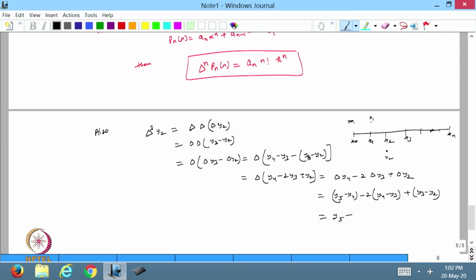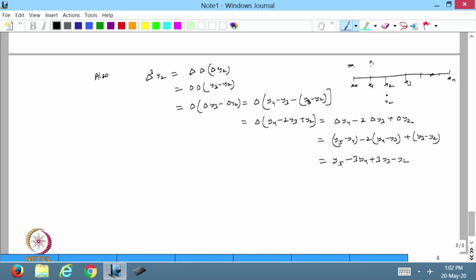And then from here I will get y5 minus 3 y4, then minus 2 plus 2, so plus 3 y3 minus y2. Now you can see that it is giving you symmetric values like binomial coefficients: 1, minus 3, 3, minus 1. So, that is the value if I apply the third forward operator on y2.